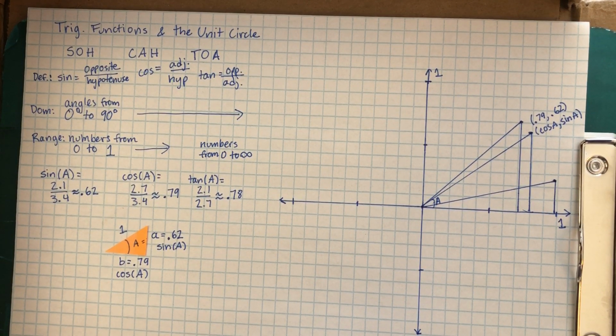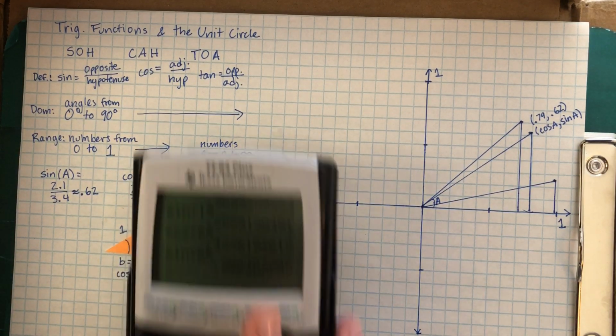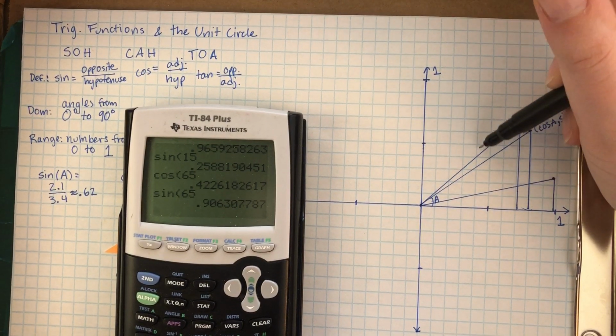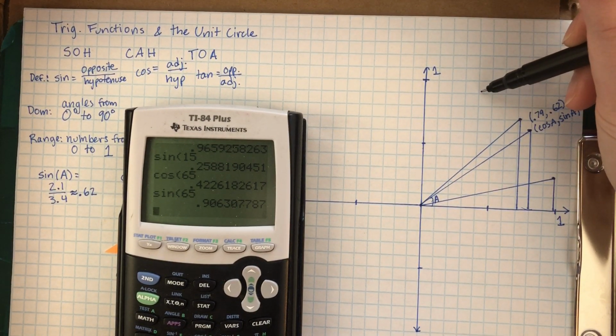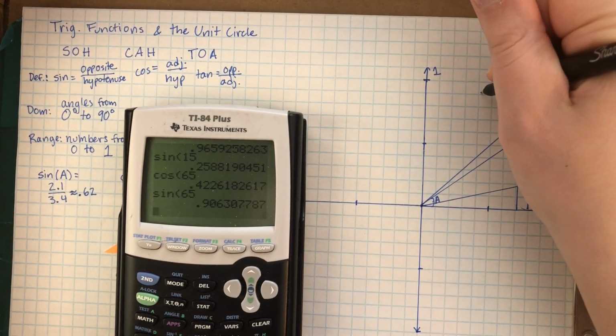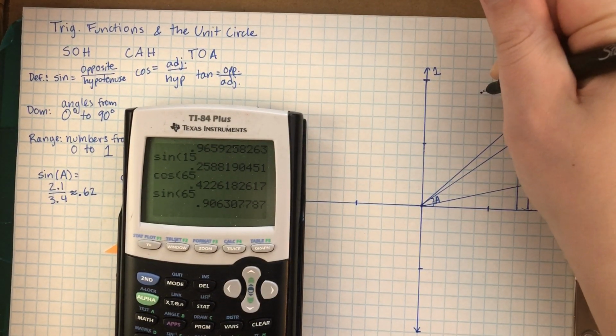Okay, and let me also try an angle that's somewhere in here. So why don't we do, I don't know, 65 degrees. So I'm going to do cosine of 65 is 0.42, and the sine of 65 is 0.91. So I'm going to go to 0.42, 0.91. That would be right here.